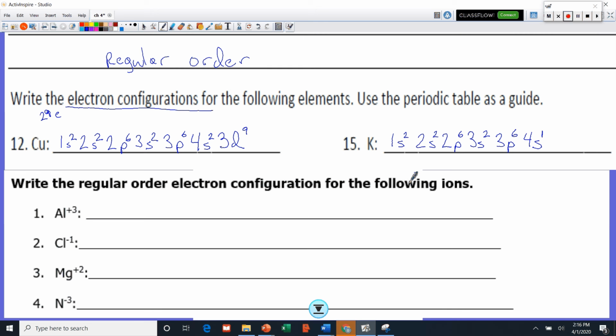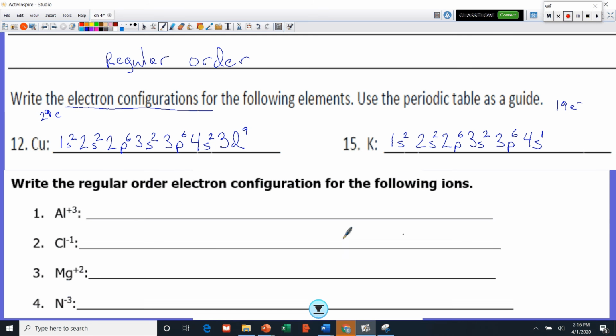And again, potassium has 19 electrons, so 2 plus 2 is 4, plus 6 is 10, plus 2 is 12, plus another 6 is 18, plus 1 is 19. So we ended up with 19 electrons.